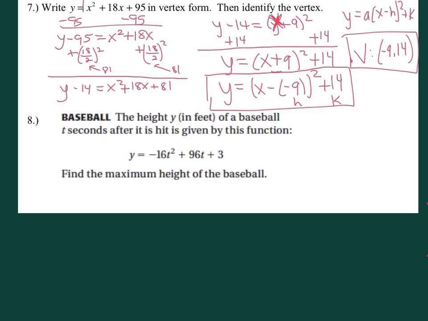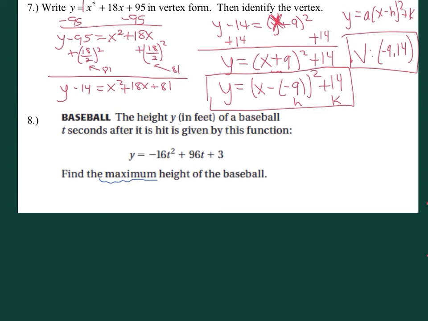Okay, so time for another application problem. Number 8, baseball. The height y in feet of a baseball t seconds after it is hit is given by this function. Y equals -16t squared plus 96t plus 3. Find the maximum height of the baseball.